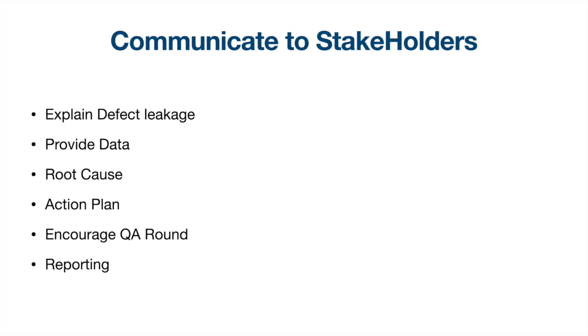Then encourage QA rounds. Again, it's a very, very important point. The management should emphasize QA rounds, that we should plan at least a couple of cycles, at least 2 or 3 cycles of testing. It should not be the case that only one cycle of testing is done, and then when the issues are fixed, defect testing is done directly and it's deployed directly.